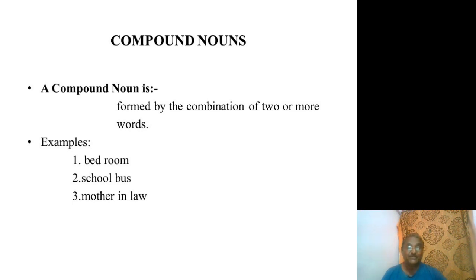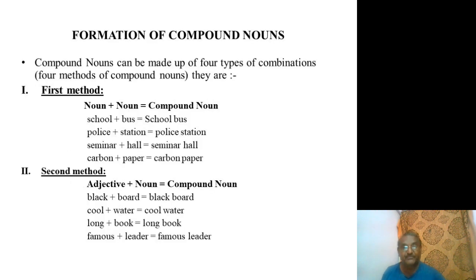And this is a very wonderful thing. How can you prepare compound nouns? So, making compound nouns. As I say, a compound noun is formed by the combination of two or more words. For example, mother-in-law, as I told you, school bus, bedroom. Compound nouns can be made up of four types of combinations.